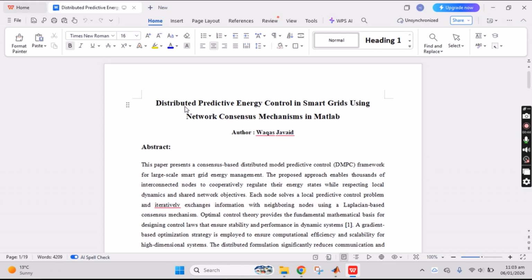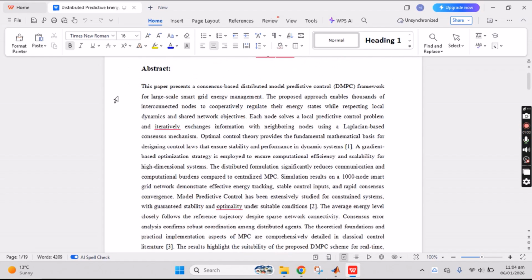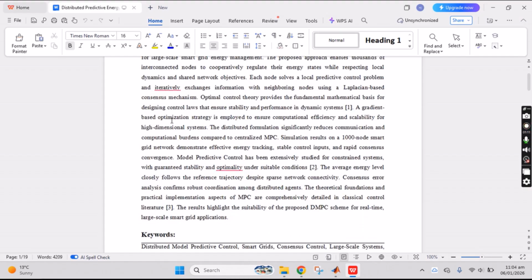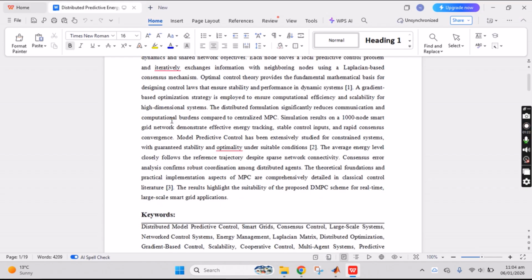Each node solves a local predictive control problem and iteratively exchanges information with the neighboring nodes using a Laplacian-based consensus mechanism. The main thing is that a gradient-based optimization strategy is employed to ensure computational efficiency and scalability for high-dimensional systems. The distributed formulation significantly reduces the communication and computation burdens compared to centralized MPC.